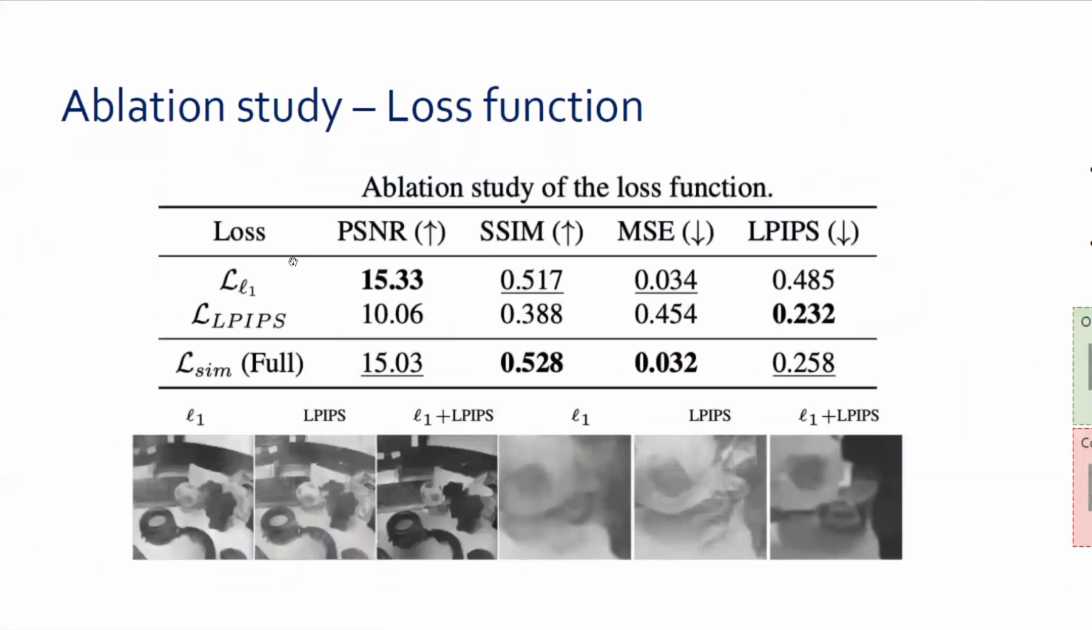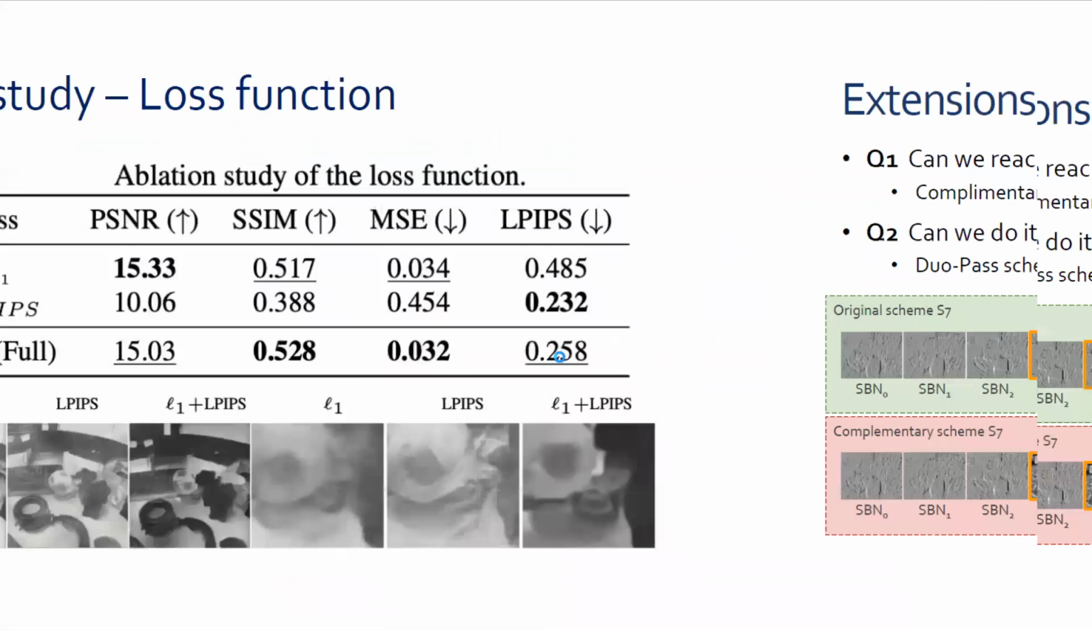So to ablate our loss functions, we have L1 and LPIPS loss, and we use the combination of these two because it has fewer artifacts and creates better outputs, which the numbers also prove.